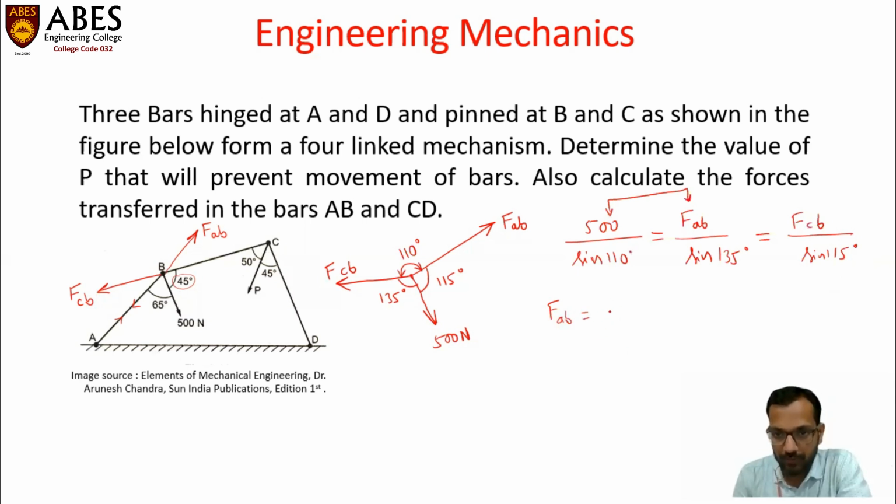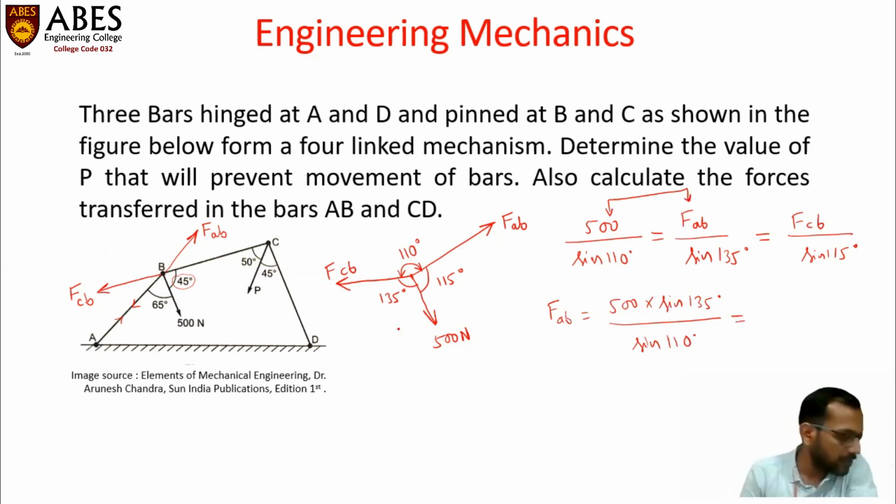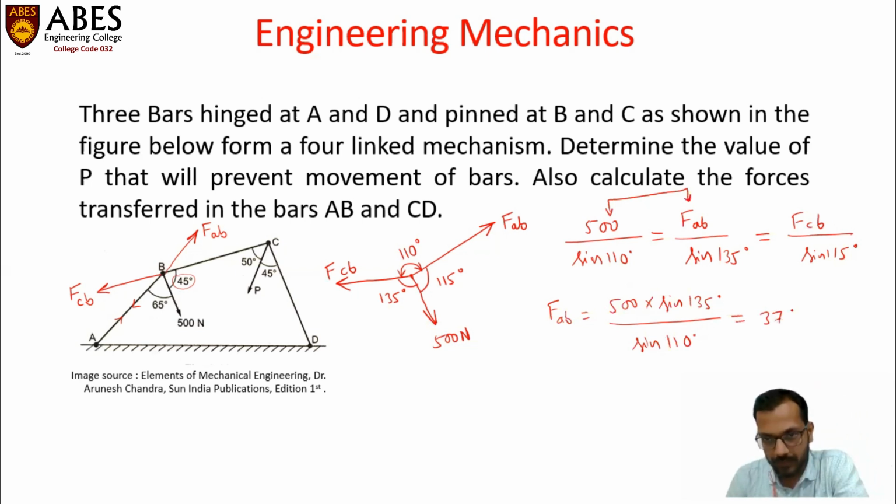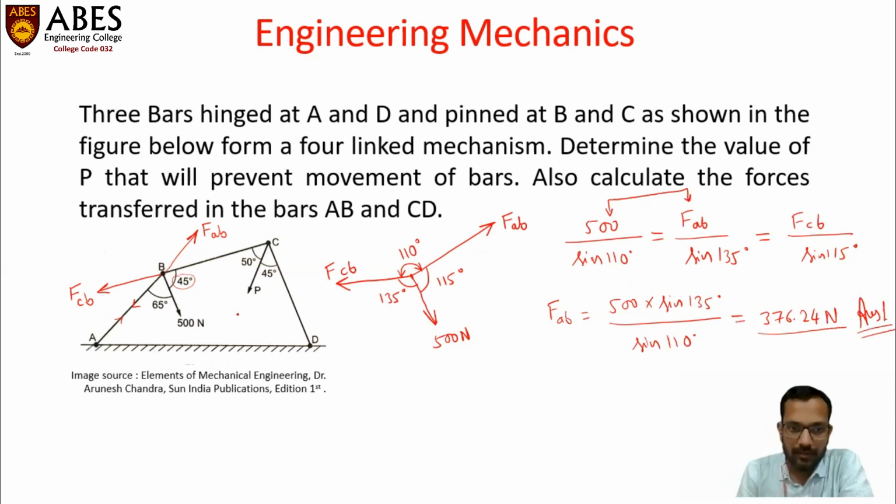FAB is equal to 500 sine 135 degrees upon sine 110 degrees. So it's coming to be 376.24 newtons. So that's our first answer. The force which is being transferred in this link AB is 376.24 newtons. This is our first answer.